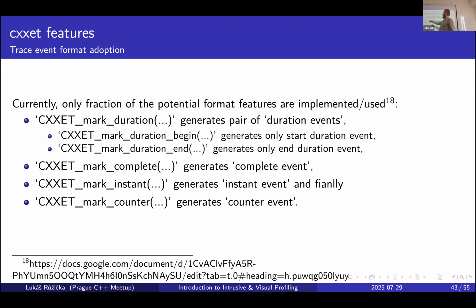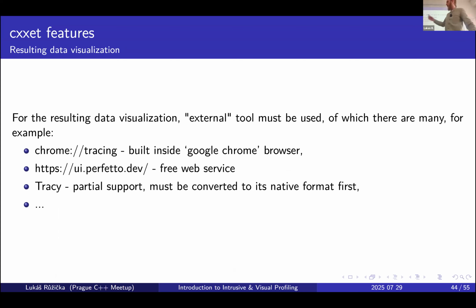Then there is mark instance. Basically, they don't have duration. They just mark a time point on the timeline. And then there's a counter, with which you are able to plot, for example, the CPU usage or memory usage, or whatever measurement you want. The perf UI then basically plots the graph, with the x-axis being time and the y-axis being the value of the counter you provided.